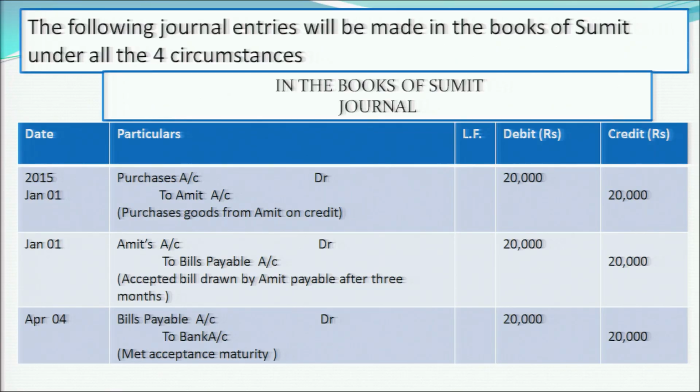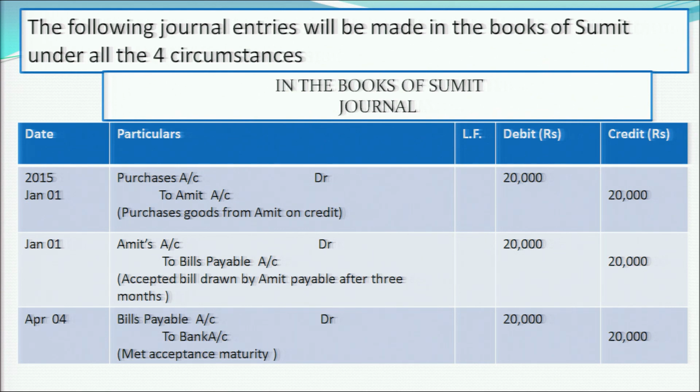Now, what entries are we going to do in Sumit's account, Sumit's book, Sumit's journal? The first entry is going to be purchase, because Sumit has purchased. So, purchase account debit to Amit account. And Sumit has even accepted the bill. So, we are going to do Amit account debit to bills payable account. All the other transaction entries, we are not going to do in Sumit's book. Why? Because at that time Sumit is not in the picture. Sumit is only going to come into the picture when the maturity date comes. So on April 4, it is going to be bills payable account debit to bank account.